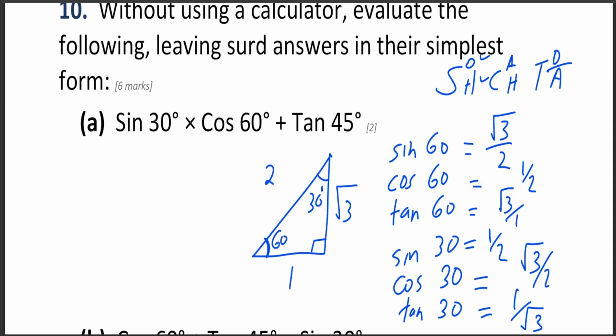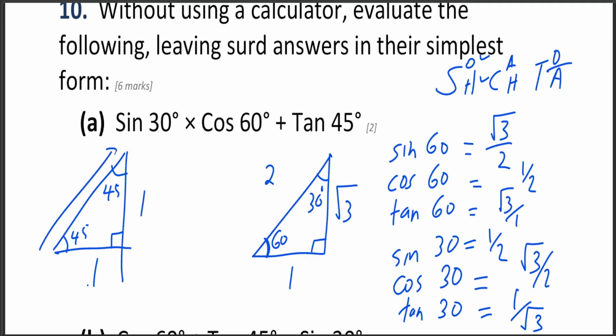Now let's go to the 45. Now the 45 normally is a drawing that looks like this. So hapa ni 90, hapa ni 45 na hapa ni 45. So kwa vile kuna 45 na 45, nikiweka 1 hapo pia itakuwa ni 1. So kupata hii hypotenuse, 1 squared plus 1 squared and square root it. 1 plus 1 ni 2, square root ya 2 gives you your hypotenuse.